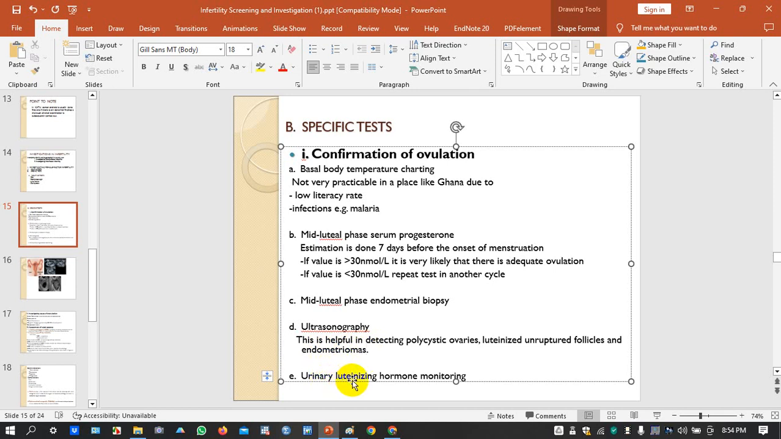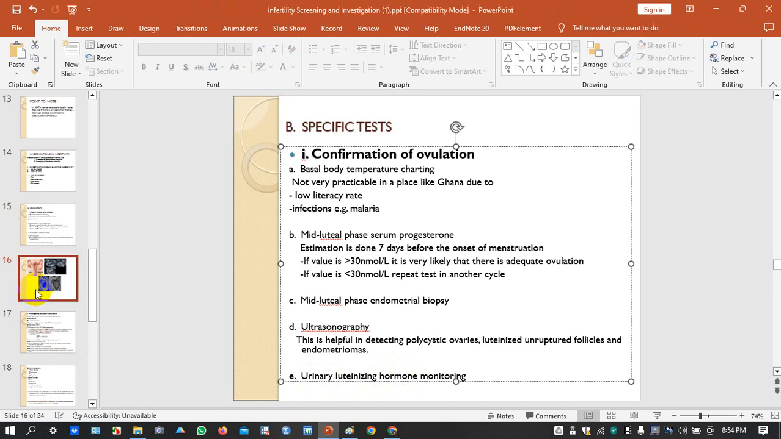We will also investigate this by letting the woman do luteinizing hormone monitoring. So you look for LH hormone in the woman's urine to be able to find out whether she is prone to infertility or not.